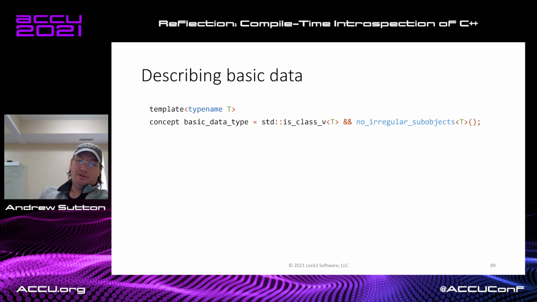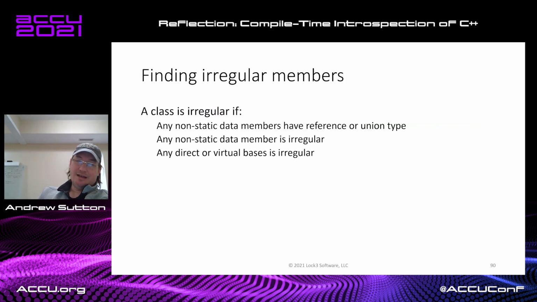And so, well, what is an irregular subobject? I can give this little inductive definition and just say, a class is irregular if any of its non-static data members have reference or union type, so it's like a closure, or if it's like a variant, it's not going to be regular. We can draw a line there. If the class has a data member that is itself irregular, the class is also irregular. If it has a direct or virtual base that's irregular, it's going to be irregular, right? So this is a basic inductive definition on the irregularity of the class.